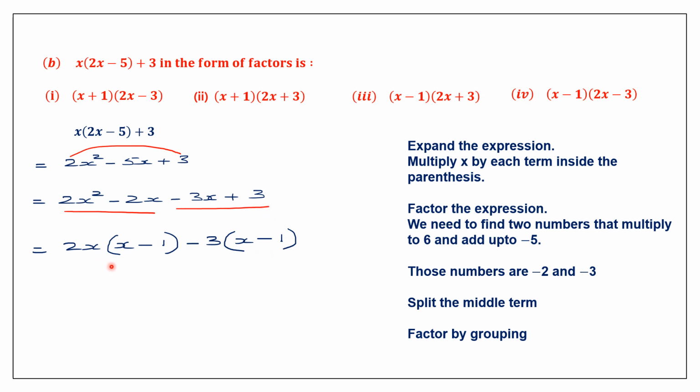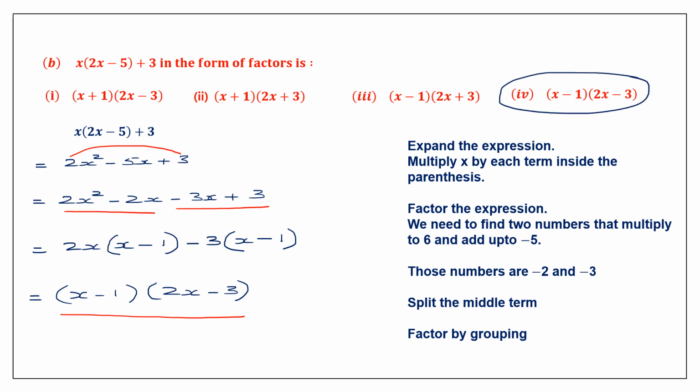So now we have the factors here. Let's write what's within brackets. What is common is x minus 1. And the other factor will be 2x minus 3. So we have the factors x minus 1 and 2x minus 3. Which option is that? x minus 1 and 2x minus 3 is option 4. Option 4 is our correct answer.